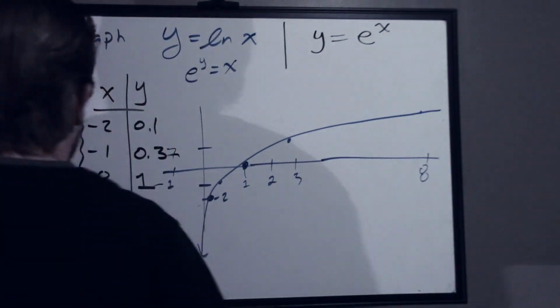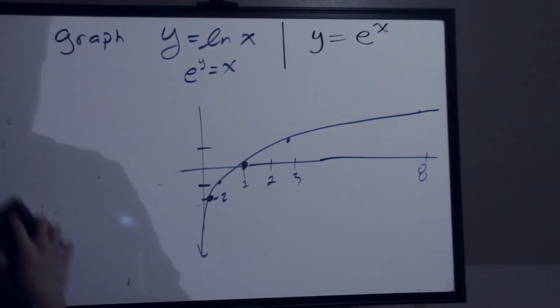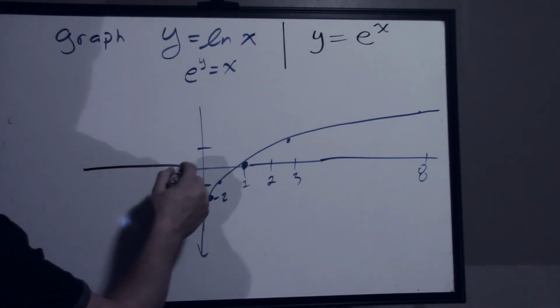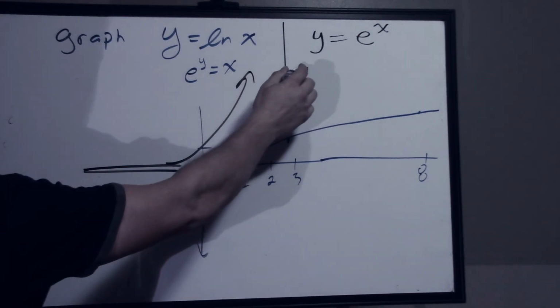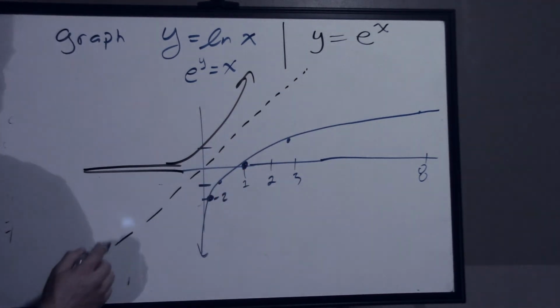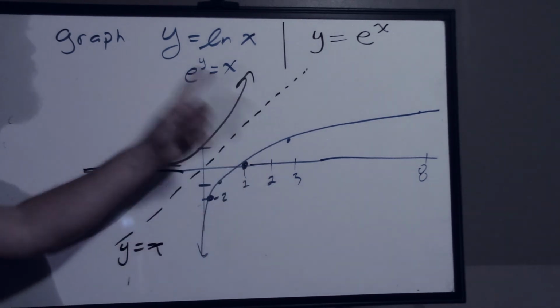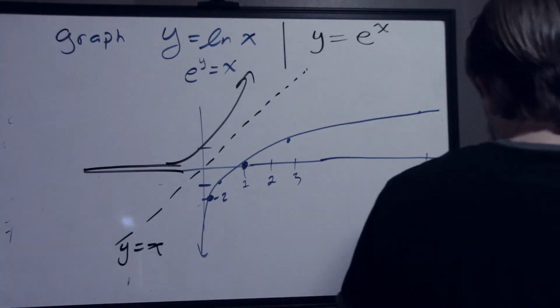So I'm going to erase this so we can see the graph here. But the graph will asymptotically come off of that x-axis and go up into an exponential. And on inverses, you can plot the line y equals x, and one should mirror the other one across that line, and these guys do.